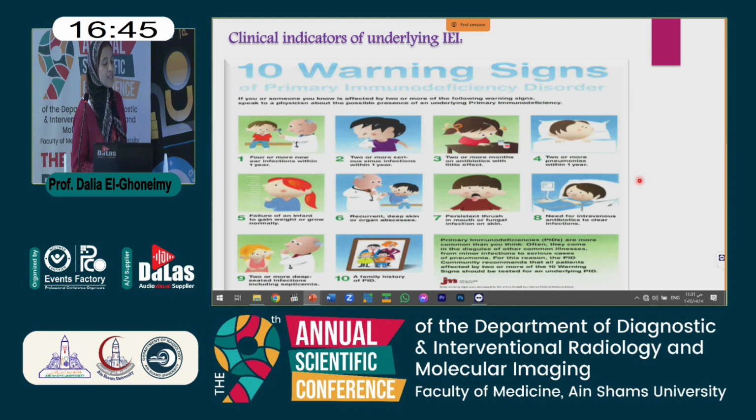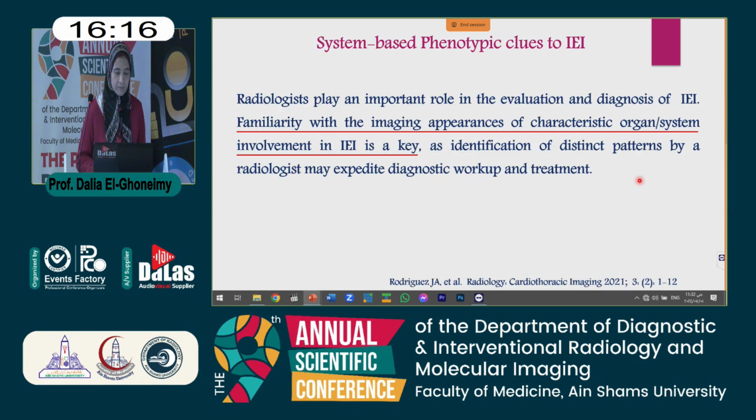to pick up these patients in clinical practice, like 4 or more new ear infections within a year, 2 or more sets of pneumonia within 1 year, need for prolonged antibiotics with little effect, or need for intravenous antibiotics, persistent fungal infection, need for hospitalization, family history of established diagnosis, or previous history of sibling death.